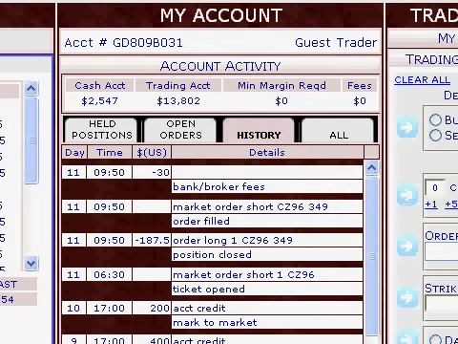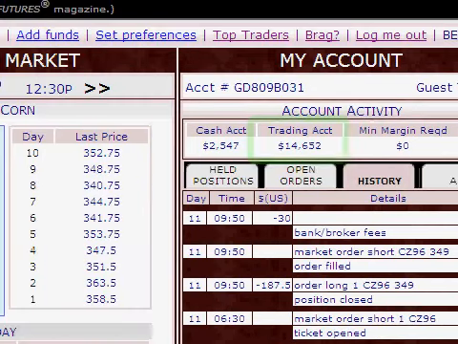It's not quite as high as the $352.75 that it closed at yesterday, day 10, but that's the way it goes. At least we turned a profit. Up here in our account history, you can see that the money has been added to our trading account. So let's do a recap of the math.